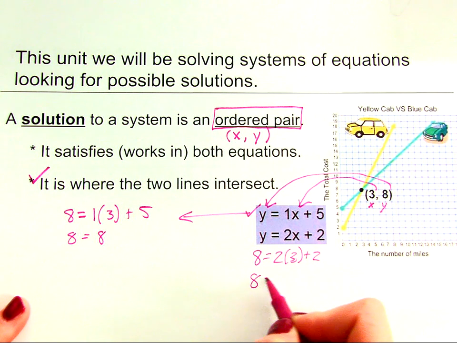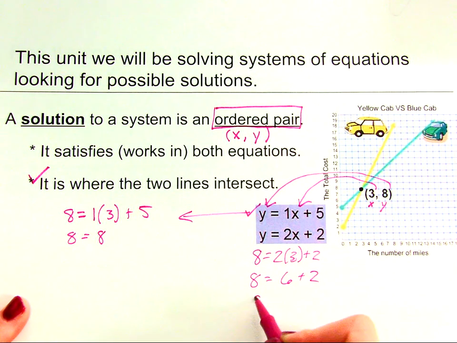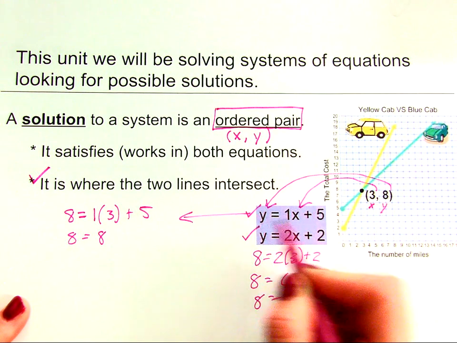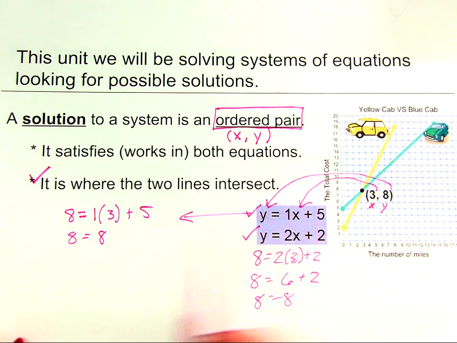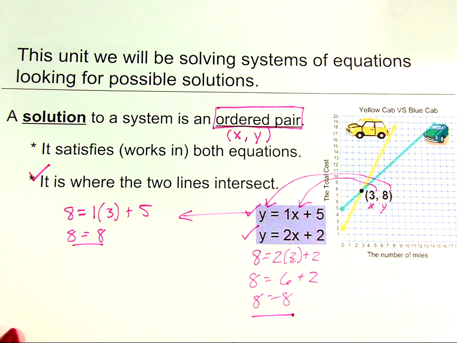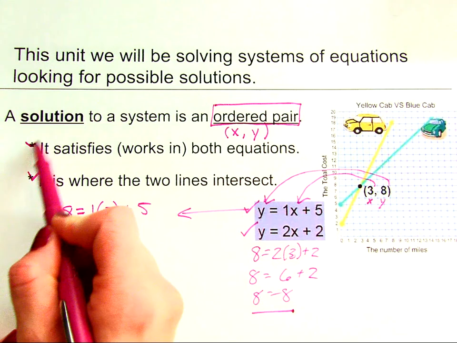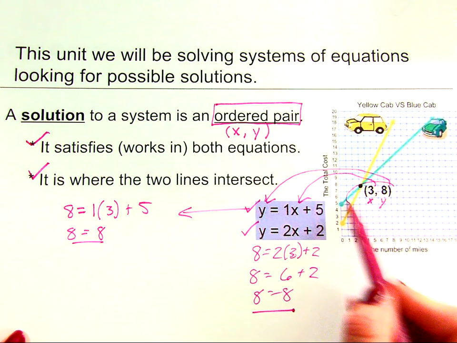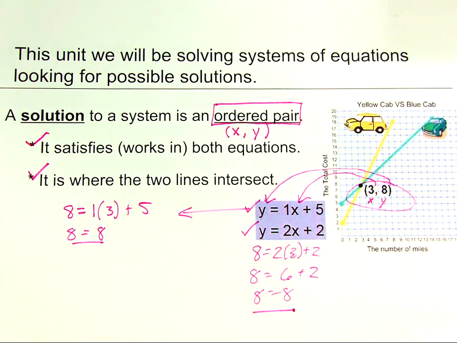We get 8 is equal to 6 plus 2. 8 is equal to 8. So it works in both equations. It makes both statements true. So that just confirms, again, it's where the two lines intersect, which means this is my solution, (3, 8). All right?